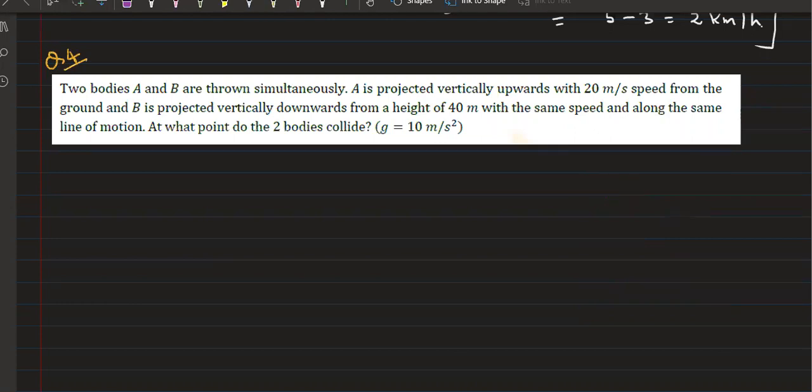So it's like this. We have a 40-meter high tower, and this is 40 meter. From here, B is vertically thrown downward, and from here, A is vertically thrown upward. Anyone have any issues? This is A, this is B. No? Okay, very good. Now this is your distance, which is 40 meter, right?